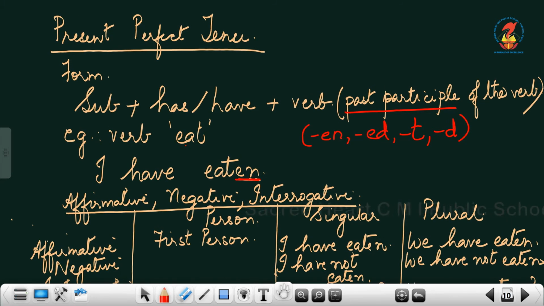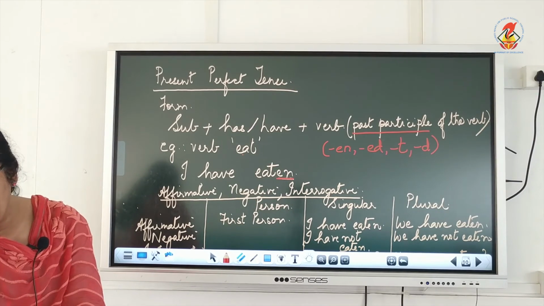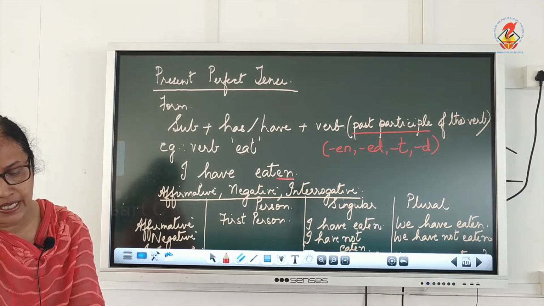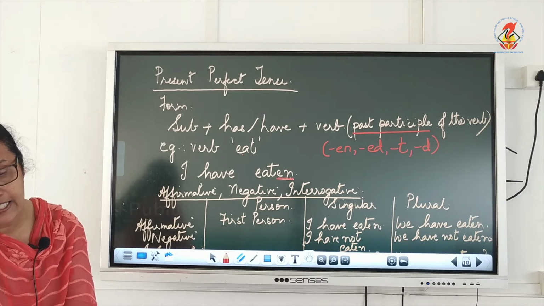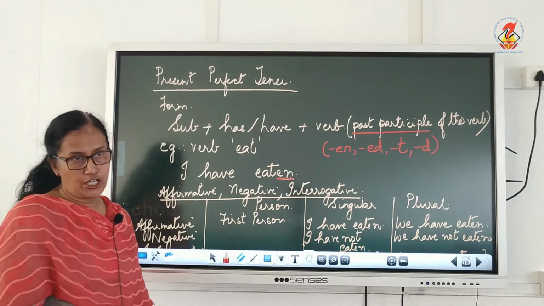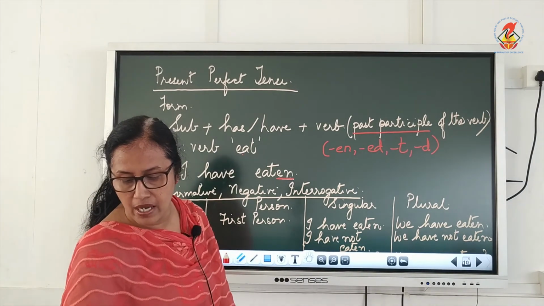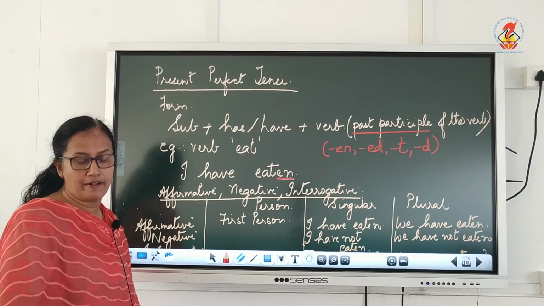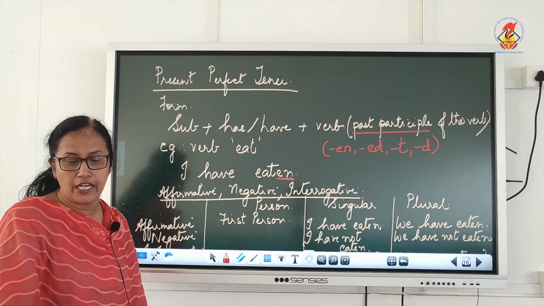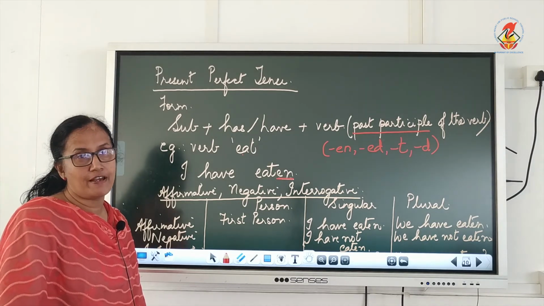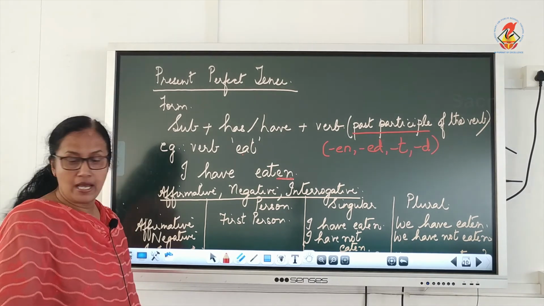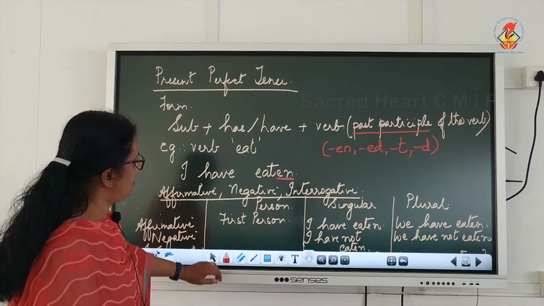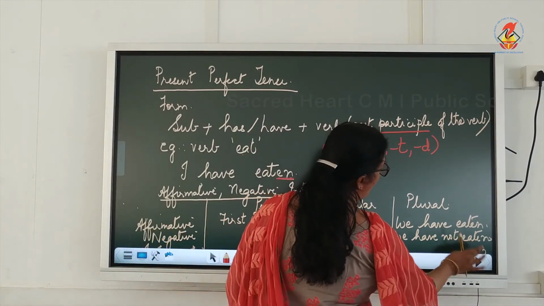Now before you move on to the next part of the present tense, you have to do exercise F and G of your textbook. They are all basically fill in the blanks exercises, so you can do it in your textbook itself. It is on page 78 of your textbook, exercise F and exercise G. After this we will move on to the next slide.